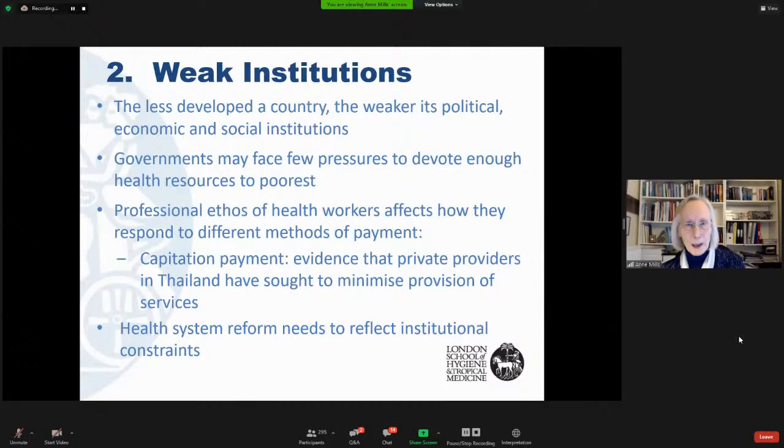So that was where you saw a difference in how public providers and private providers responded to a capitation payment structure. And my point here, without going into the details, is simply that health system reform needs to reflect institutional constraints. And the sort of practice in the past of borrowing reforms from one country and inputting them into another tends to ignore the institutional makeup constraints in a particular country.